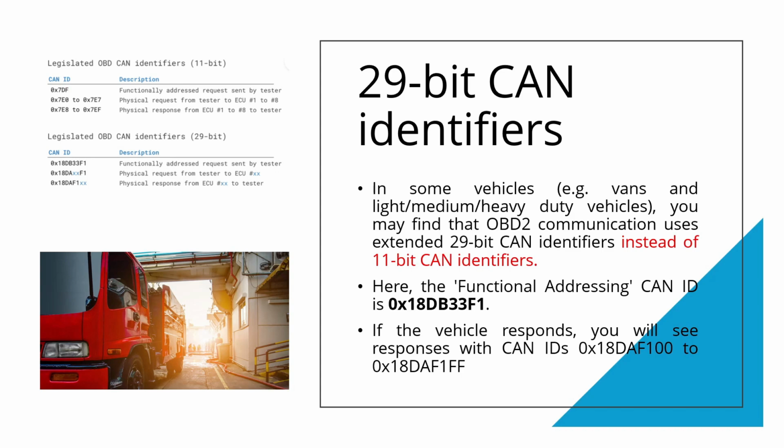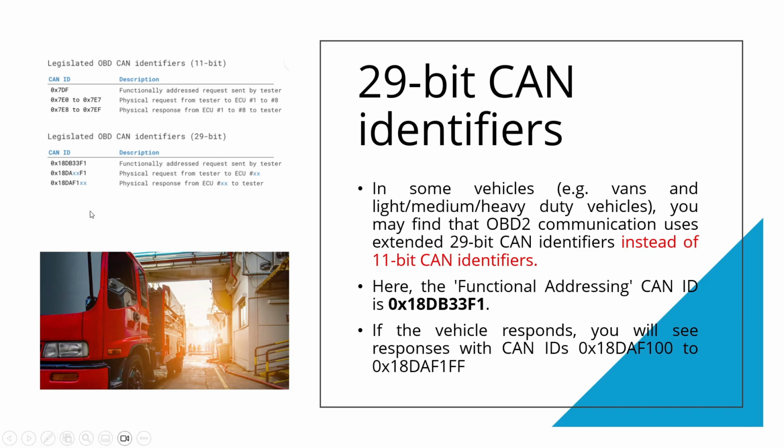Some vehicles, that is some vans and some medium and heavy duty vehicles, use extended 29-bit CAN identifier address instead of 11-bit identifier. So those 29-bit identifiers are given here. Here again it uses two types of identifier addresses. One is called the functional address or functional ID, another one is called the physical address or physical ID.